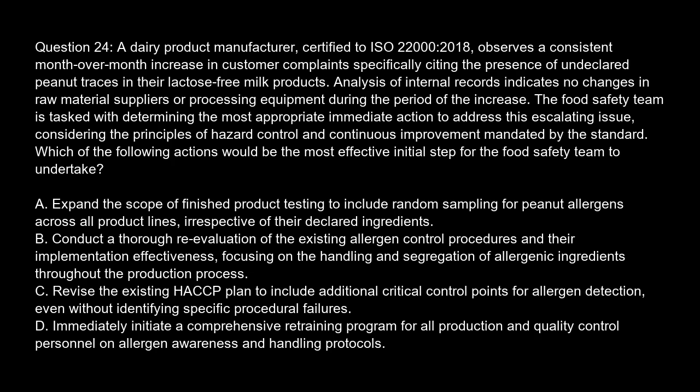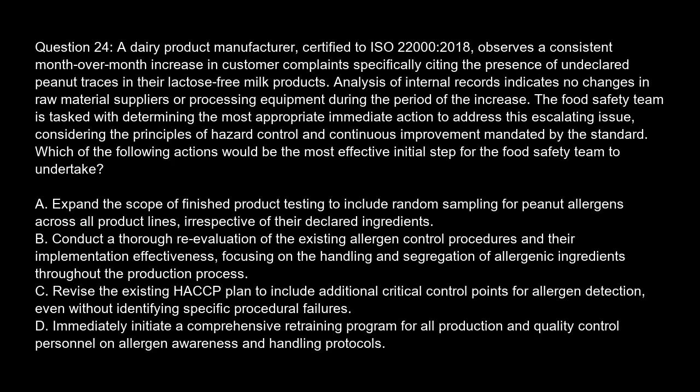Option A. Expand the scope of finished product testing to include random sampling for peanut allergens across all product lines, irrespective of their declared ingredients. Option B. Conduct a thorough reevaluation of the existing allergen control procedures and their implementation effectiveness, focusing on the handling and segregation of allergenic ingredients throughout the production process.